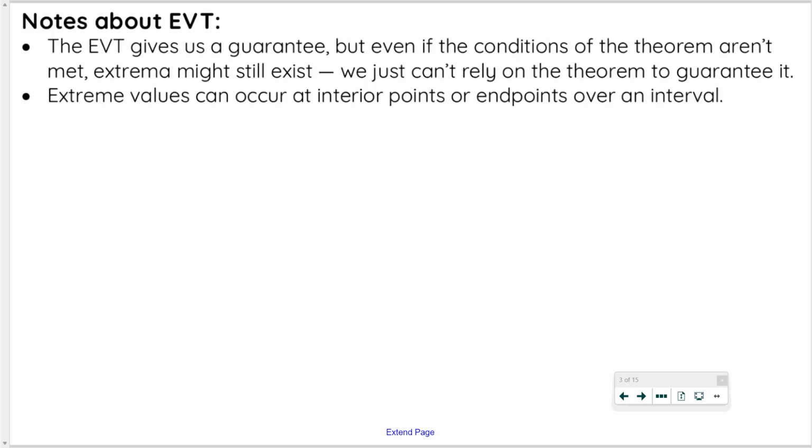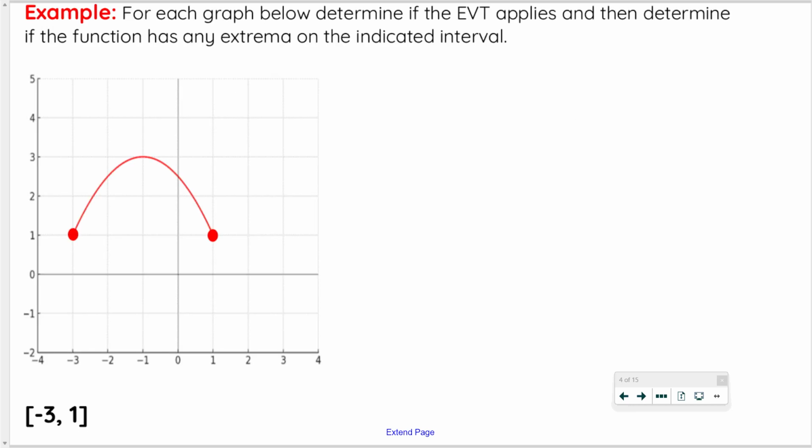Now, a couple notes about this. The extreme value theorem gives us a guarantee, but even if the conditions aren't met, we might still have extreme values. So we can't just rely on the theorem to guarantee maxes or mins, but if the conditions are met, we are guaranteed at least one max or min. Extreme values can occur at the interior points or at the end points, which is why we have a closed interval.